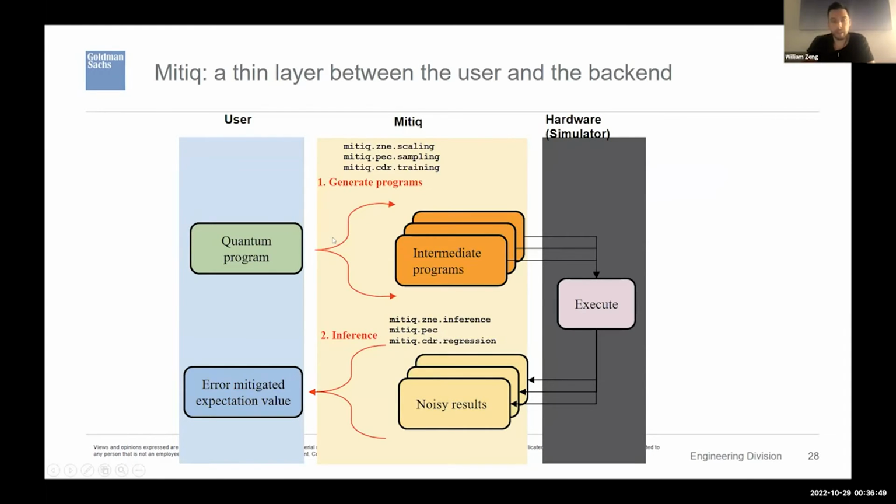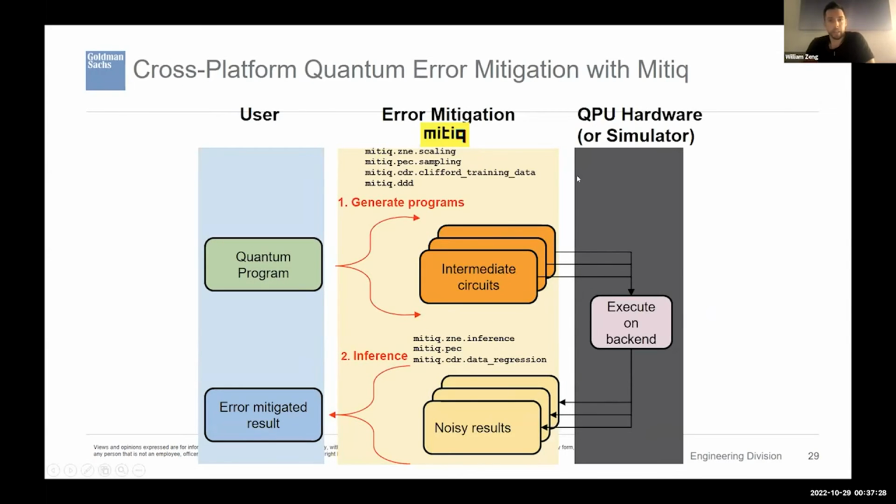And a lot of, I'm going to hesitate to say all, but many error mitigation techniques fall into this structure. So you have some particular quantum program that you want to run. And what you do instead is you generate some set of intermediate programs that tweak or sample from or alter the original program in some way. Then you run all of those different programs on a backend or on several backends in parallel of different kinds. And you'll get a bunch of noisy results. And then the second part of an error mitigation technique is how do you recombine those results together to infer some error mitigated expectation value at the end. Which is what Mitiq does.